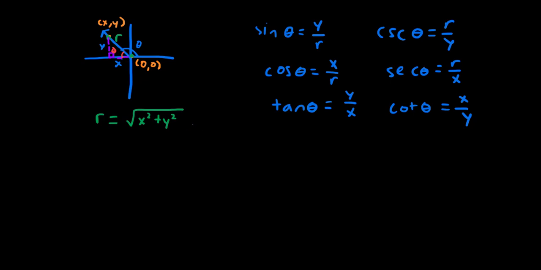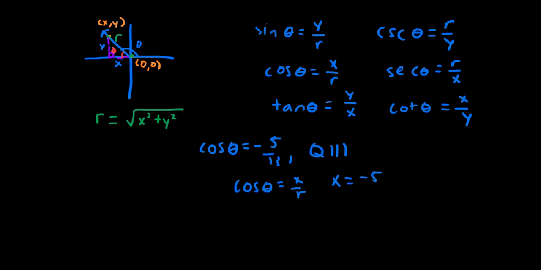So now for our last example, we're given cosine equal to -5 over 13, and we're in the third quadrant. So we know cosine is equal to x over r. So we know that x equals -5 and r equals 13 because x has to be negative because r is always positive. So we don't know y, so we're going to plug x and r into the formula.